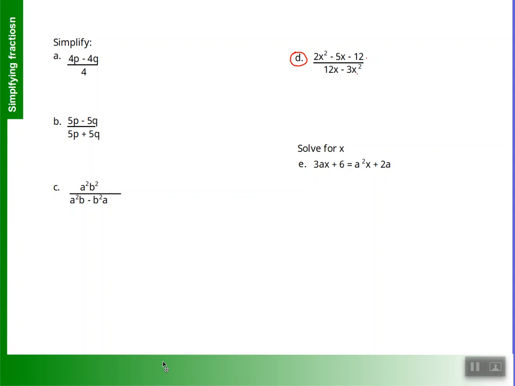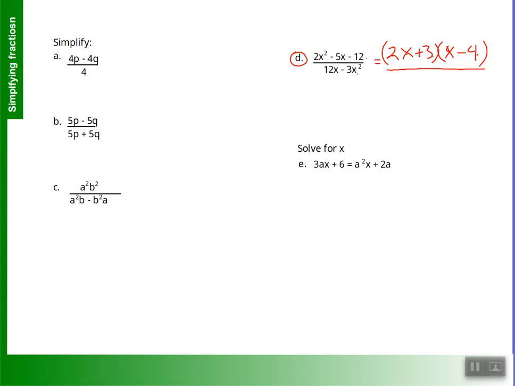All right, so welcome back. Do I have any volunteers for factoring the numerator of this problem? All right, Connor. I got 2x plus 3 times x minus 4. Let's just double check. We know that 2x times x is 2x squared. We know that 3 times negative 4 is negative 12, so that works out. 2x times negative 4 is going to be negative 8. 3 times x is positive 3x. Negative 8 plus 3 is going to be negative 5, so it works.